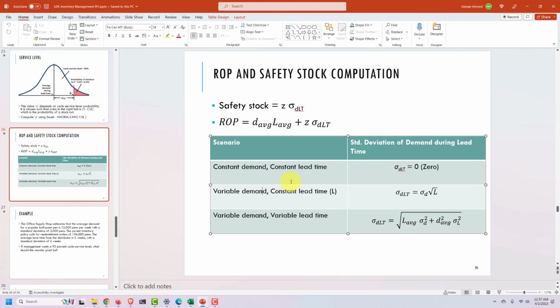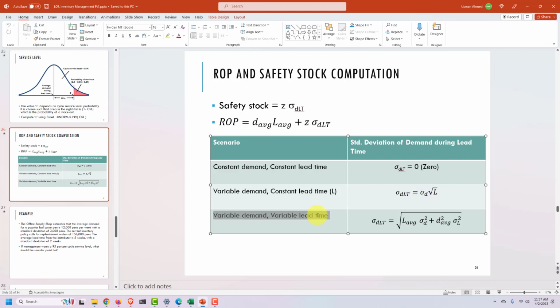A variable demand, constant lead time is going to be this formula, which is what we have. How do I know we have this? Because I'm given sigma D, or SD. I'm given standard deviation of the demand in the question, but I'm not given any standard deviation for the lead time. No standard deviation provided means we assume that quantity is constant, because if it was not constant, the question should have given you the standard deviation for that quantity.